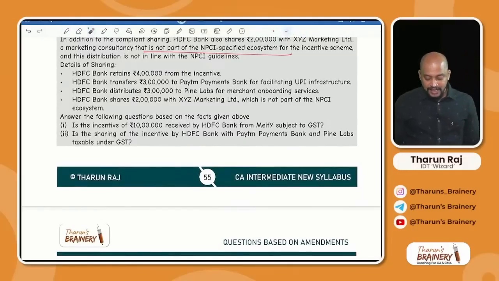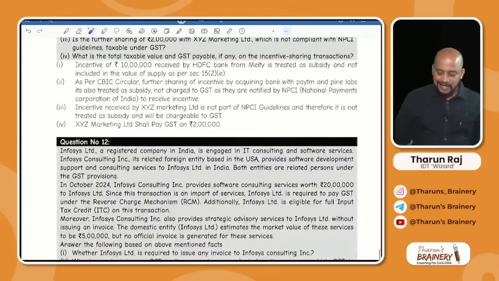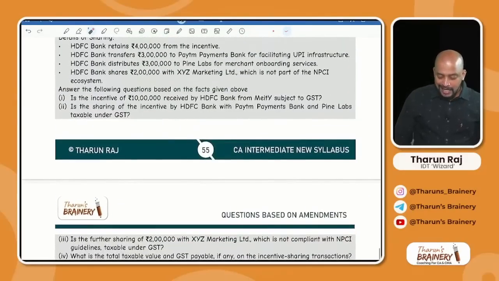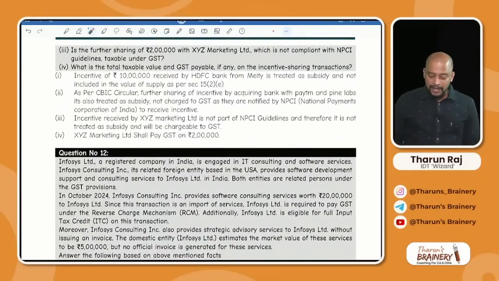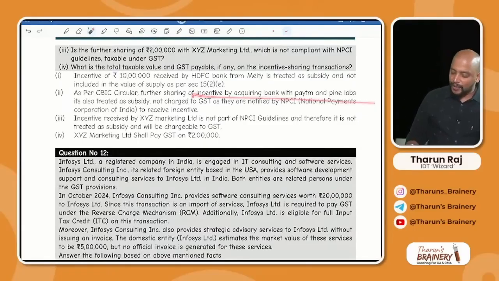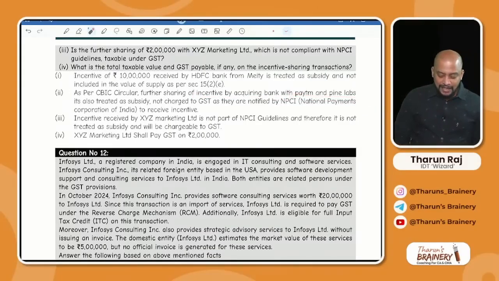First question: is the incentive of 10 lakhs received by HDFC Bank from METIY subject to GST? Already we discussed that this will be treated as subsidy and not included in the value. Second part: is the sharing of incentive by HDFC Bank with Paytm Payments Bank and Pine Labs taxable under GST? No. As per CBIC circular, further sharing of incentive by the acquiring bank with Paytm and Pine Labs is also treated as subsidy, not charged to GST, as they are notified by NPCI to receive incentive.